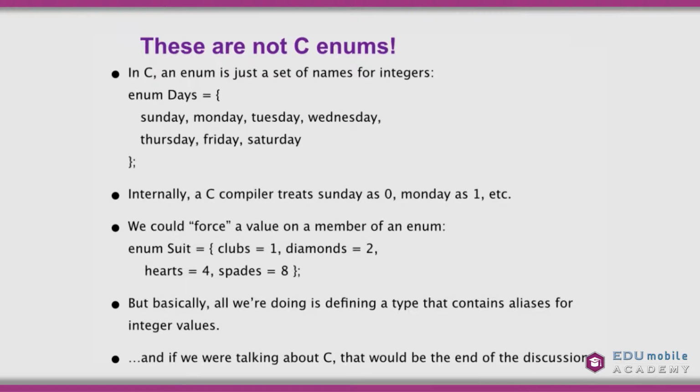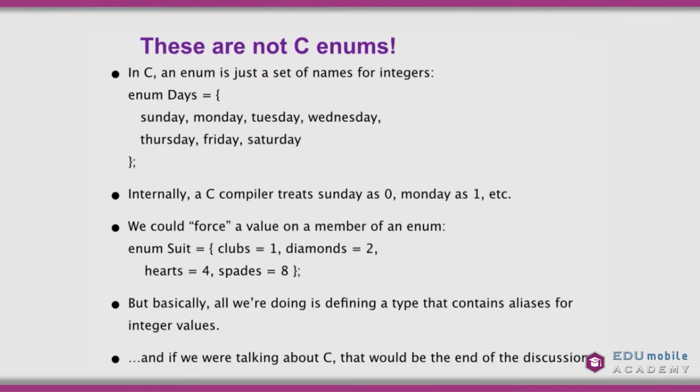So in C, we could have enum days equals Sunday through Saturday. And you may know that Sunday would take on the value of 0 unless we established a different value for it. But internally, a C compiler treats Sunday as 0, Monday as 1, and so forth. I should say most C compilers do that, even though documentation will tell you don't rely on a particular value unless you set one. We're not talking about C, we're talking about Swift.